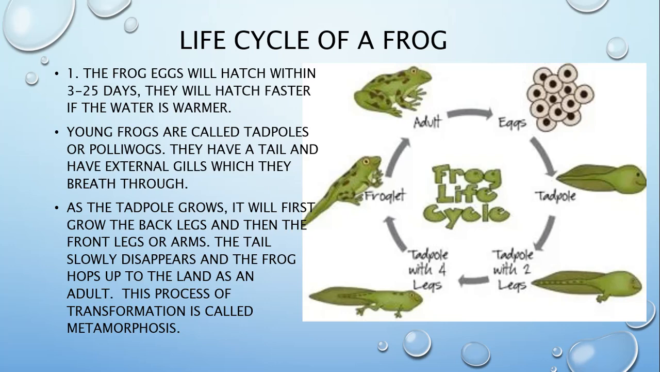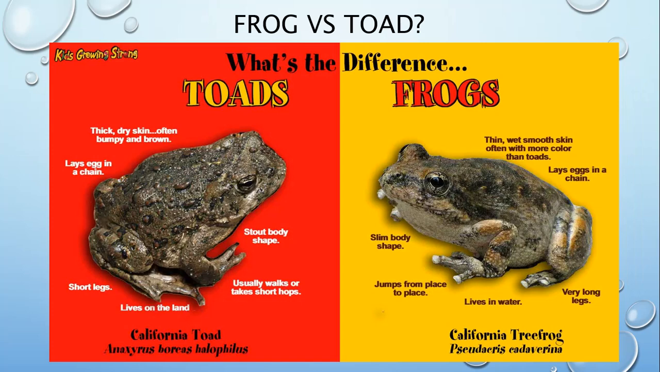Okay? So that is what the life cycle of a frog kind of looks like. So before we start talking about toads, what is the difference between a toad and a frog? Toads have thick, dry skin, which is bumpy and brown. But frogs have thin, wet, smooth skin, which is a little bit more colorful. Although in this picture you can't really tell, but a little bit.